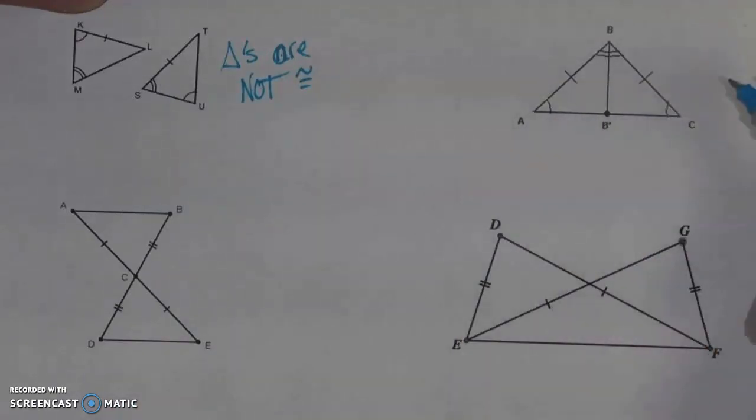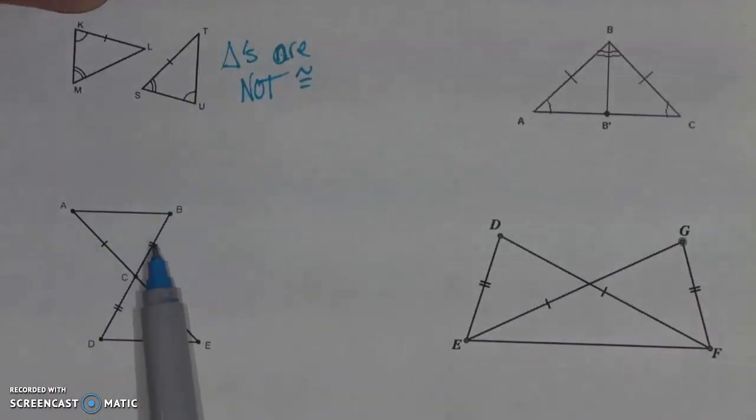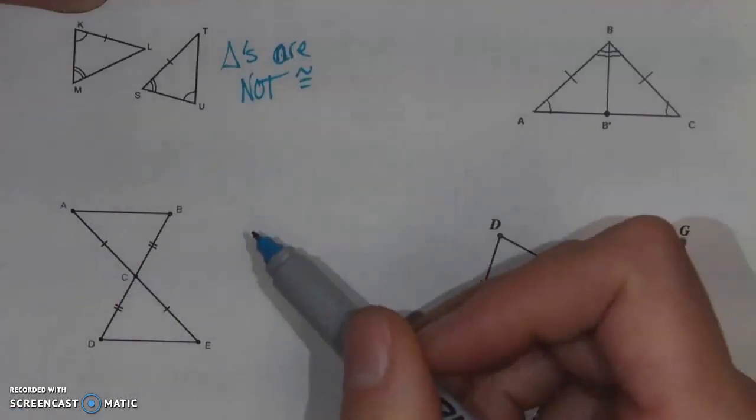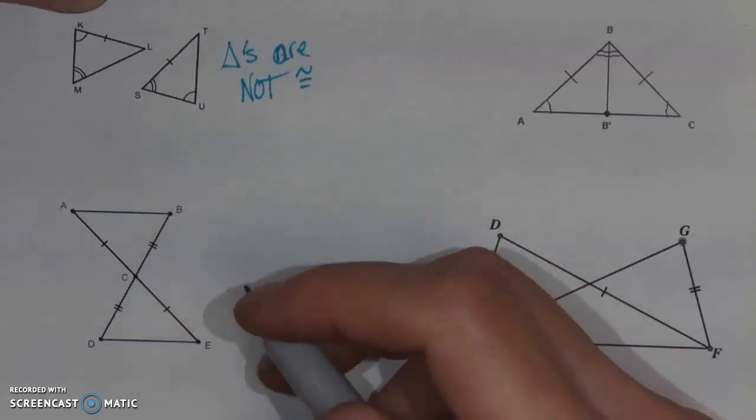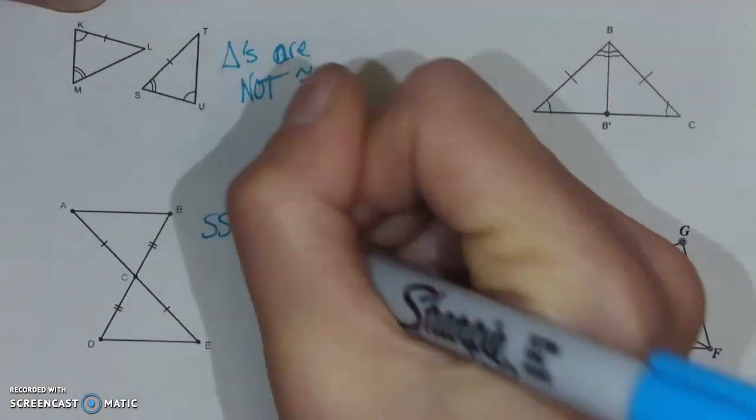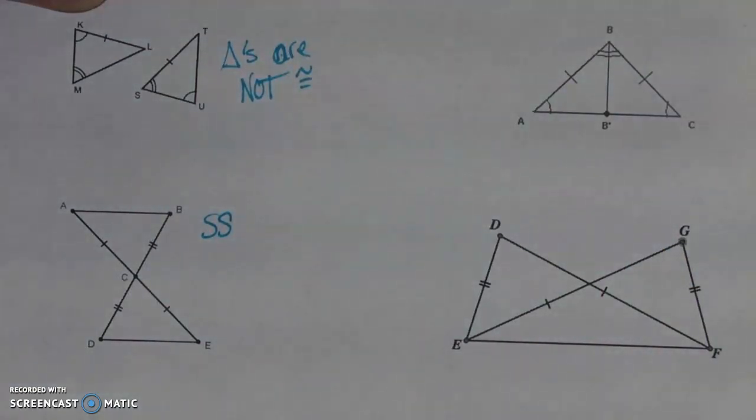We're also going to have ones that try to trick us in terms of extra information. So let's look at this one here. Currently I know that this side is congruent to this side, and this one is congruent to this one. However, I can actually conclude that these two triangles are congruent, even though I only have two pairs. And the question is, how do I do that?